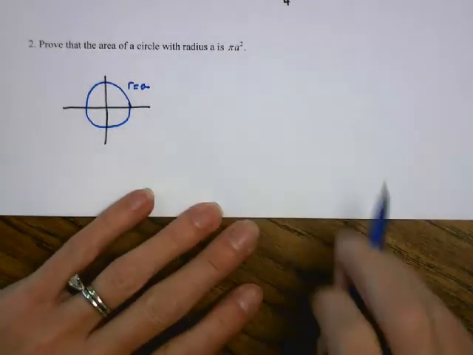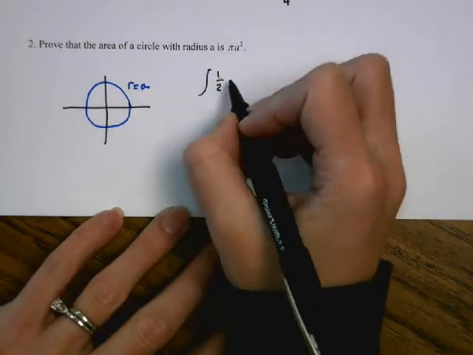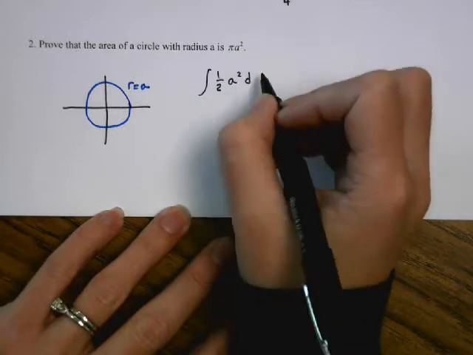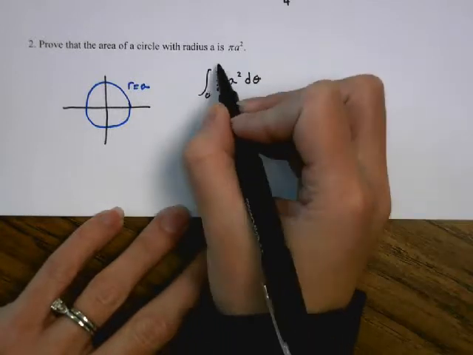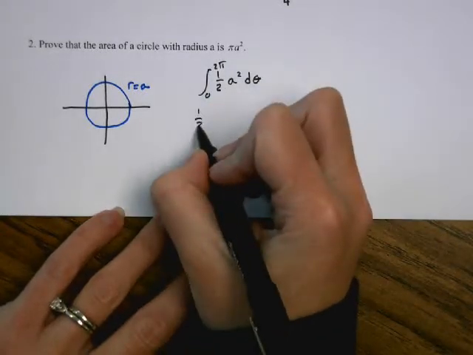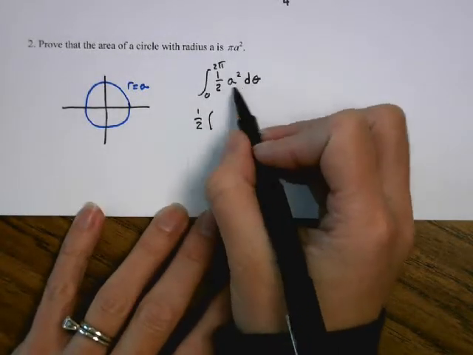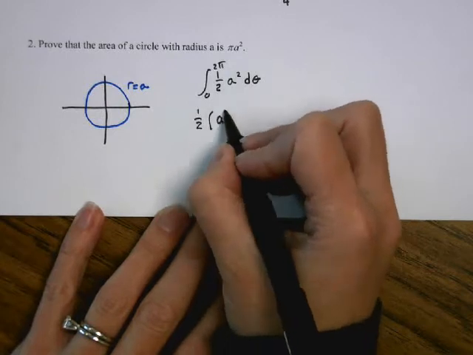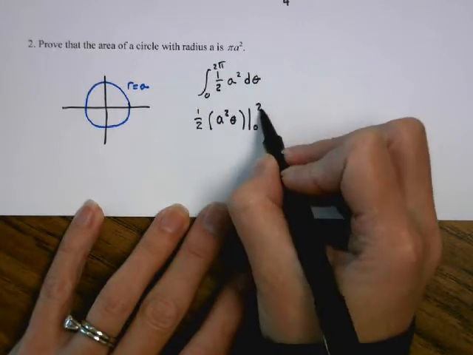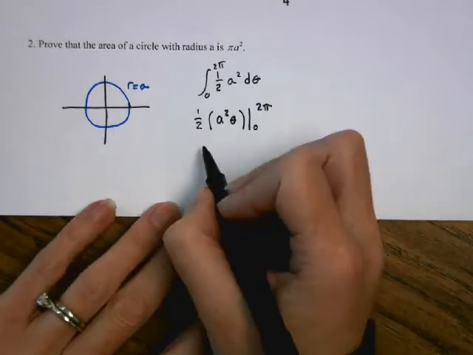So we're going to have the integral of 1/2 r squared, which is going to be a squared, d theta. And we're going to go from 0 to 2 pi. So this is going to be 1/2 of a, which is just a constant. So this is going to be a squared theta from 0 to 2 pi.